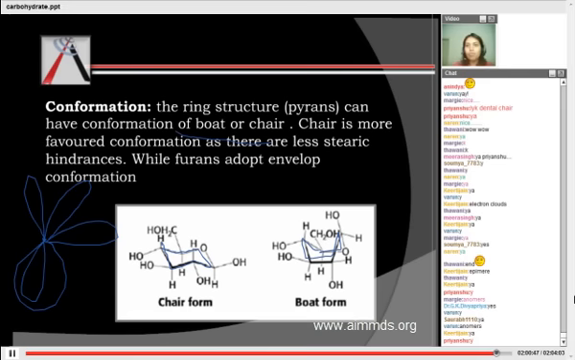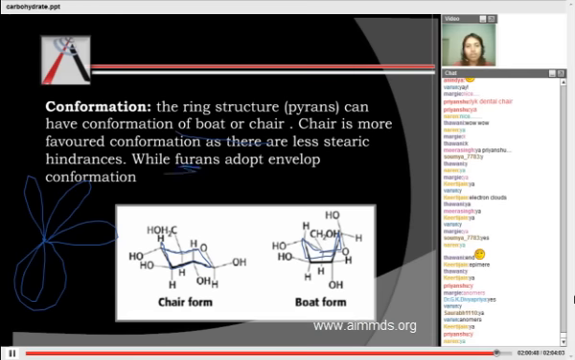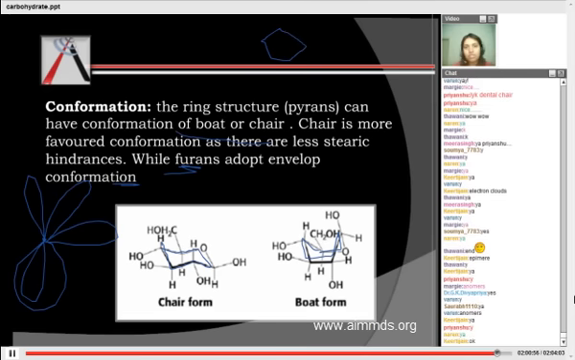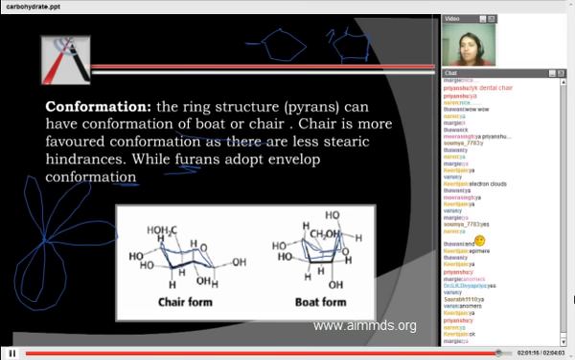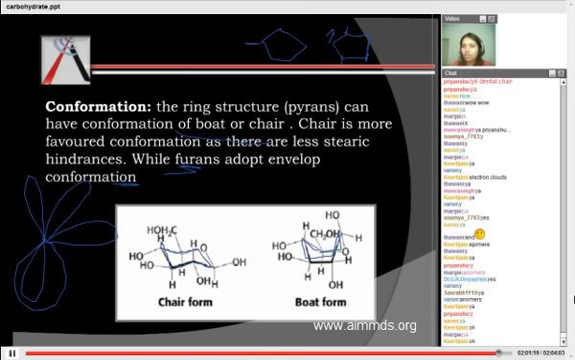There is one more point over here. You can just read it in the notes also. Furans adopt a typical envelope configuration. This is the 5-ring structure of the furans, right? I'll just draw it sidewise. This part folds up at this point. So it's something like an envelope folding, and that way furans adopt that envelope kind of structure. All clear till now?